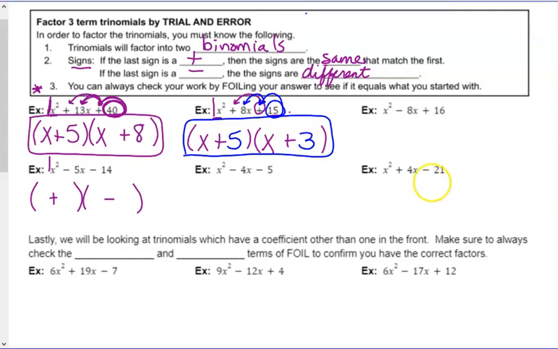Next, trinomial, no x in all, no number in all, because I have a 1 and at least 1. I'm going to factor to 2 binomials. I'm going to check my signs. Well, the last sign is the plus, so they are the same that match the first. This time I have double negatives. I see in the front that it is just an x squared, so I'm going to split that up as an x and an x.